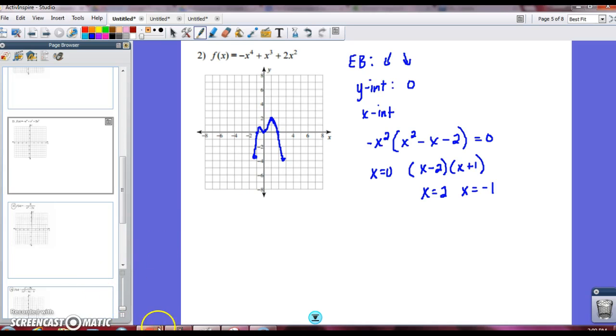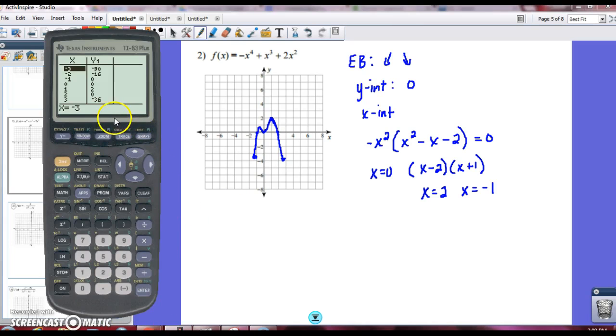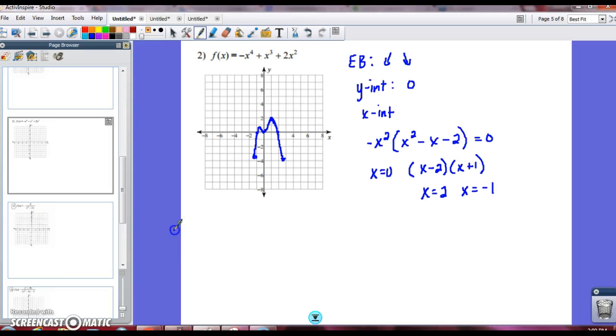At x equals 3, I'm way down at negative 36. So it's roughly about there. If it's not exact, that's okay. You just don't want to have your graph way up here if it's supposed to be down here or something like that. Okay, so that's how you would go about doing a problem like that.